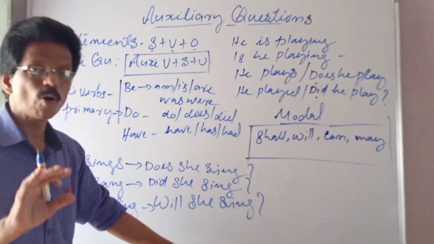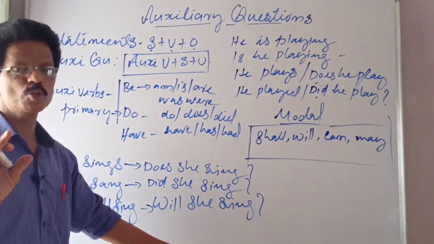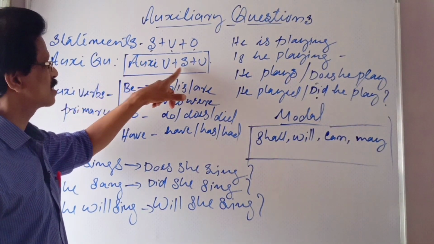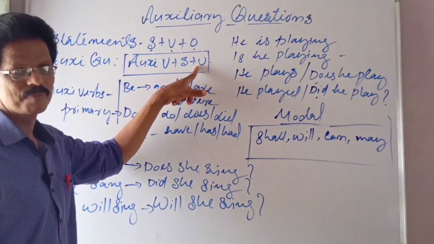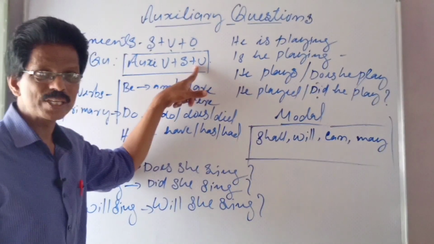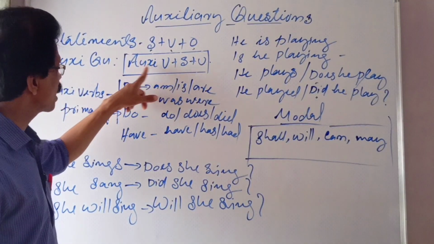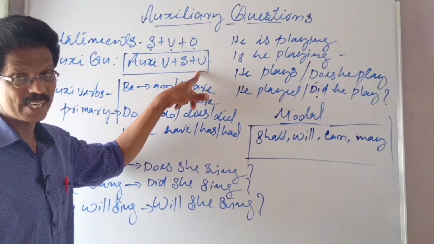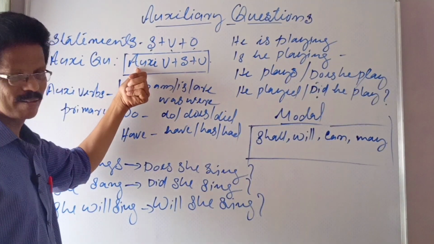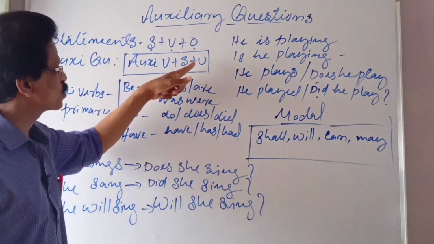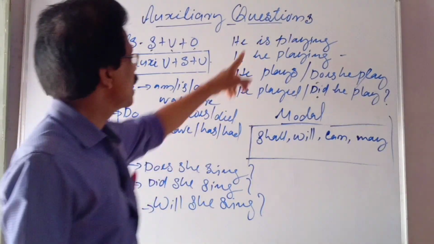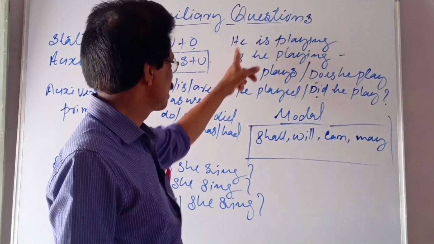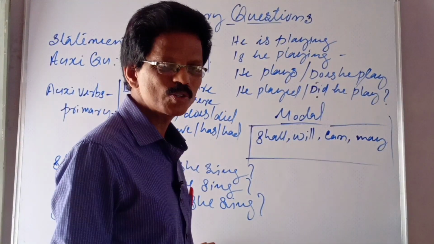To make an auxiliary question, you must know its structure. The structure of an auxiliary question is auxiliary verb plus subject plus verb. I repeat once again, auxiliary verb plus subject plus verb. For example, he is playing. What is the auxiliary here? Is. Is he playing?